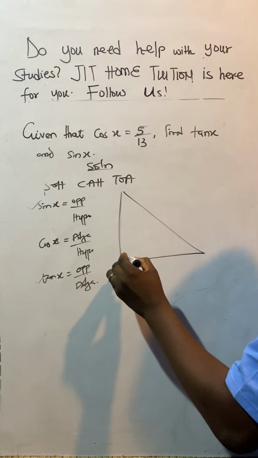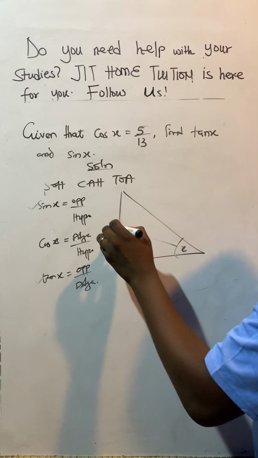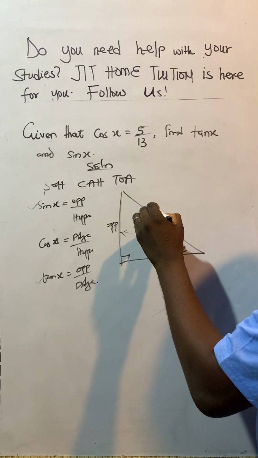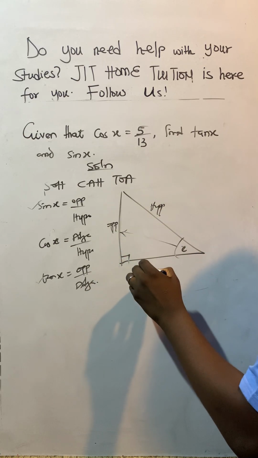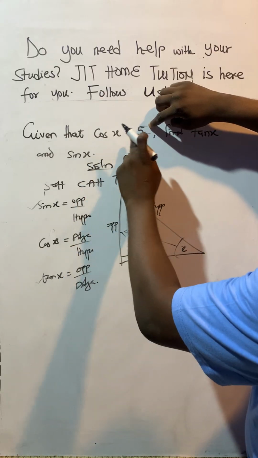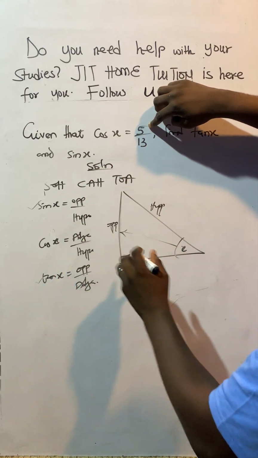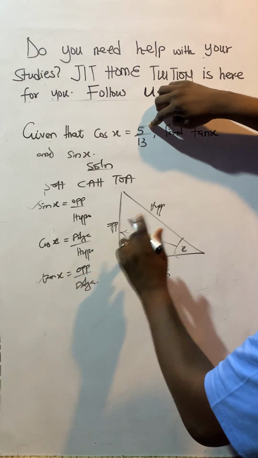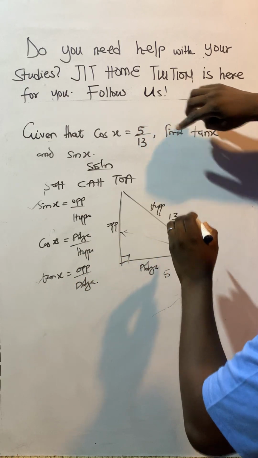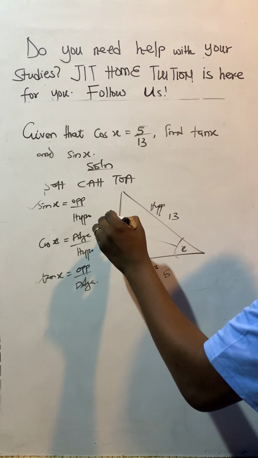Okay, now this is your 90 degrees. You have your angle here as x. This becomes the opposite. All right, this is the hypotenuse, and this will be the adjacent. Okay, now the question said that cos x is equal to 5 over 13. So that means that this is adjacent 5. Here hypotenuse, which is 13. Now we need to get the opposite. So let's say that this side is m.